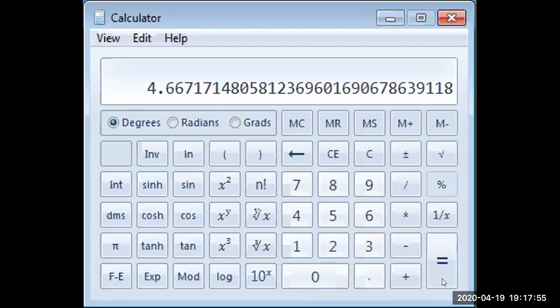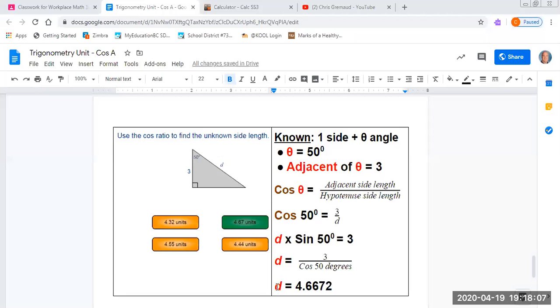Now, once again, this number, because it's the hypotenuse, is going to be longer than the adjacent side. It makes sense because the hypotenuse is always the longer side. So in this case, the answer to this is 4.6672. Basically what we have here is our hypotenuse, which should always be the longest side, is in fact longer than the adjacent side. So that makes logical sense. That is the right answer. So hopefully that all makes sense to you.